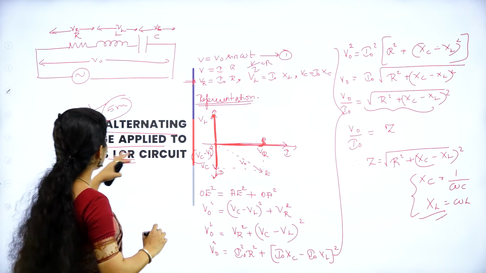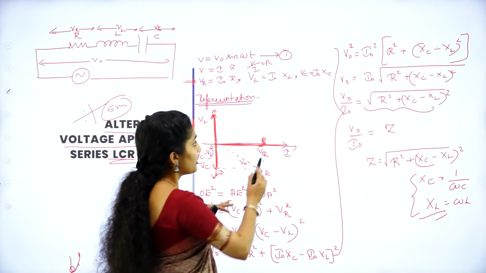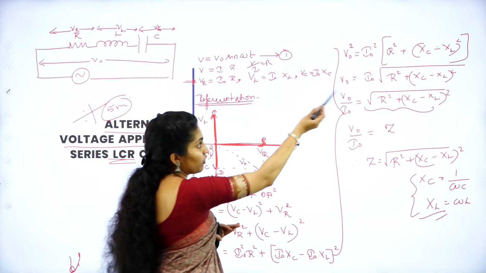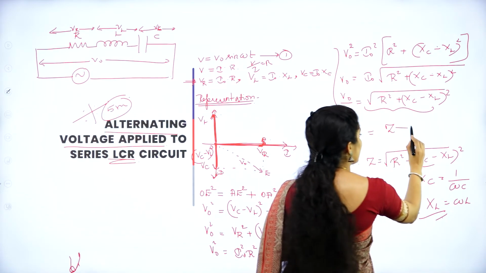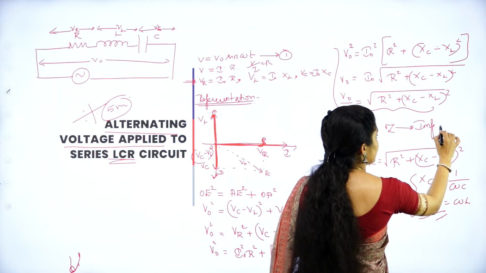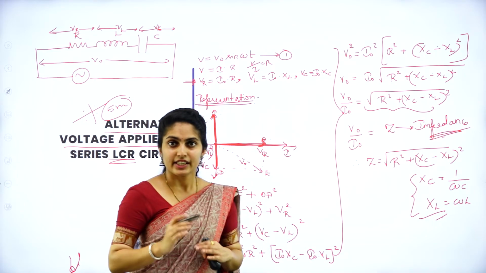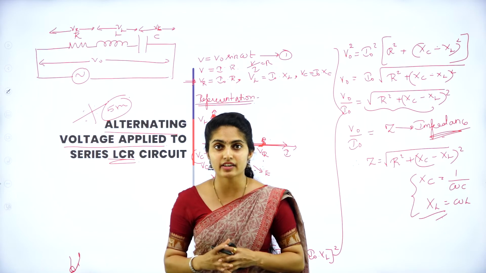So that's all about the alternating voltage applied to a series LCR circuit, where we have this equation V naught is equal to I naught times the impedance. Z is also known as impedance. Impedance means the opposition offered to the flow of charges in alternating current, which is what we study over here.